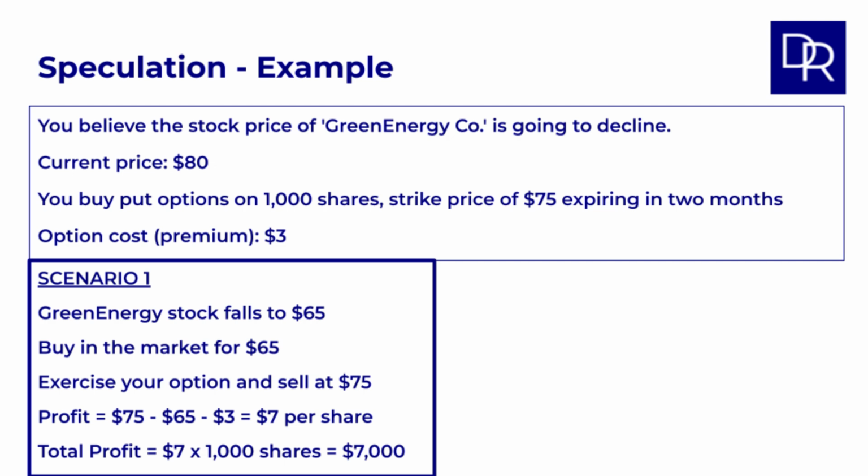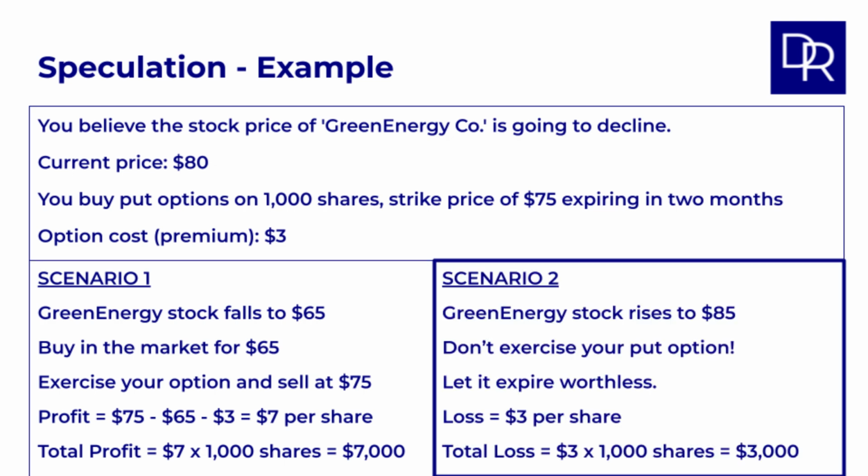Profit per share from exercising the option is the strike price of $75 minus the stock price of 65 minus the option cost of $3, so the profit is $7 per share. Across your 1,000 shares, your total net profit is $7 per share times 1,000 shares, so $7,000.